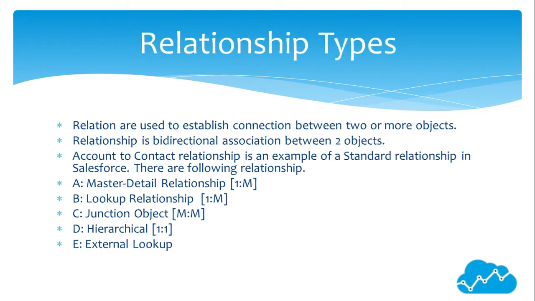Relationship types. Relationships are used to establish connection between two or more objects. A relationship is a bidirectional association between two objects. Account to contact relationship is an example of a standard relationship in Salesforce. There are the following relationships: master detail relationship, lookup relationship, junction object, hierarchical, external lookup.